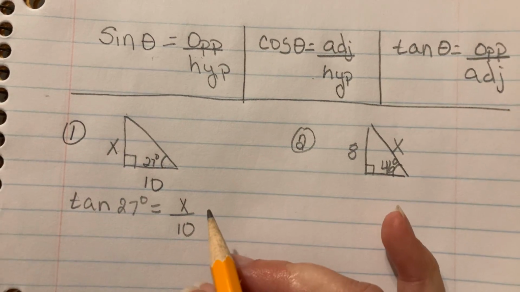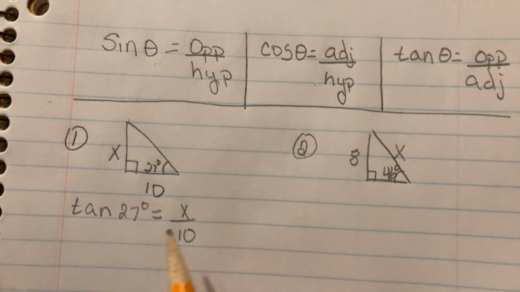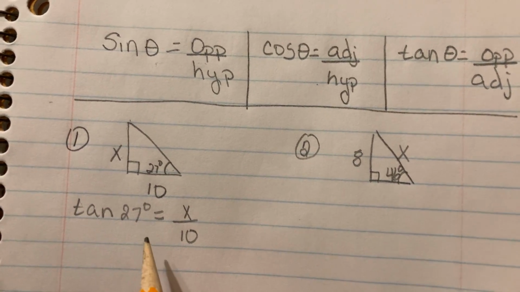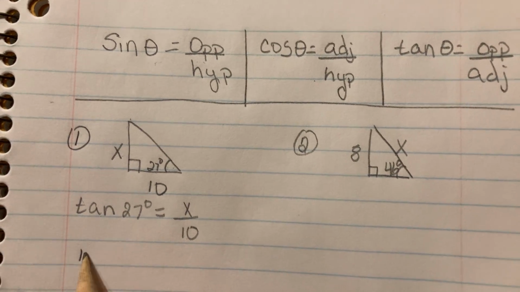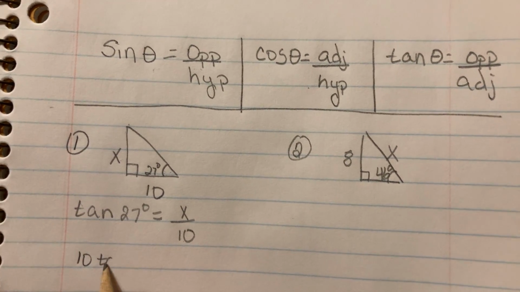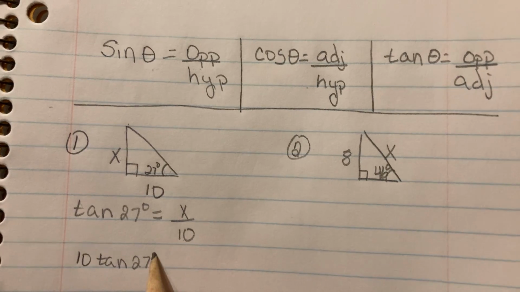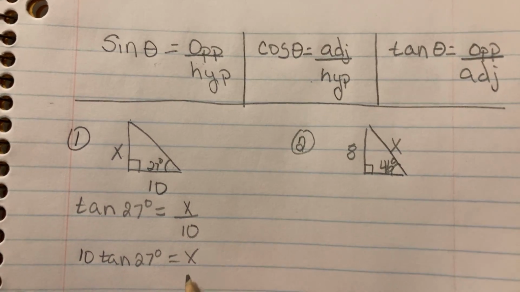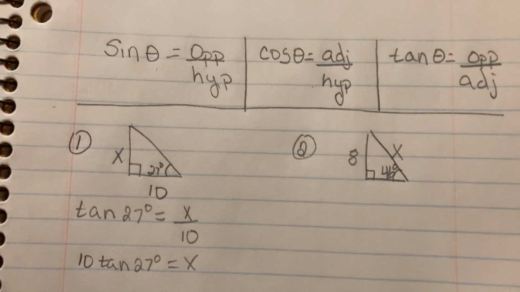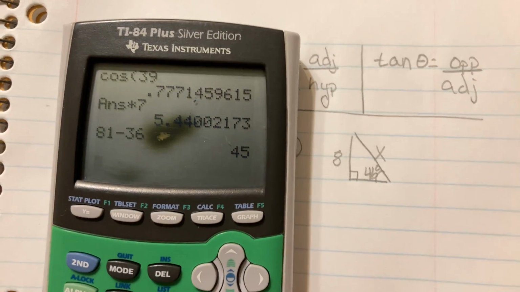Now, just solve it like you would a regular equation. Forget the fact that that's a tangent right there. So I'm going to say 10 tangent of 27 degrees equals x, because I'd have to multiply both sides by 10.